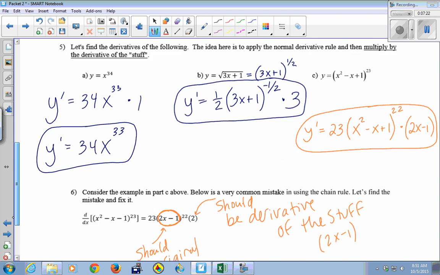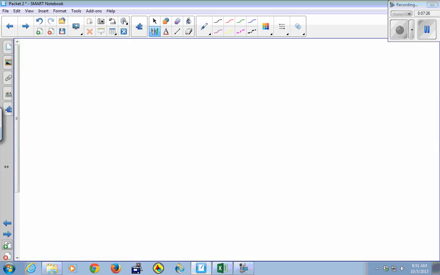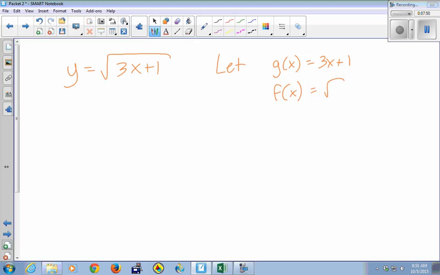Let's see. If I look at the square root of 3x plus 1, let's look at that again. So the inside function is the 3x plus 1. It's inside the square root. And then we think of the outside function as the square root. The square root function. You could think of this as let g of x be 3x plus 1 and f of x be square root x.